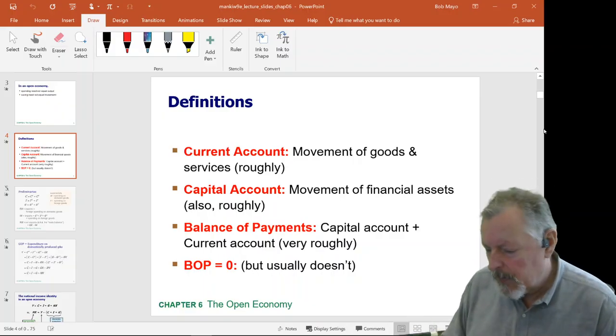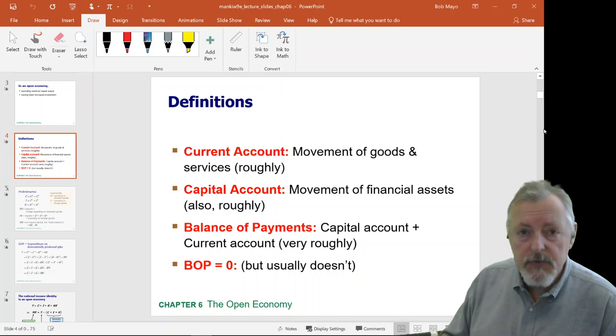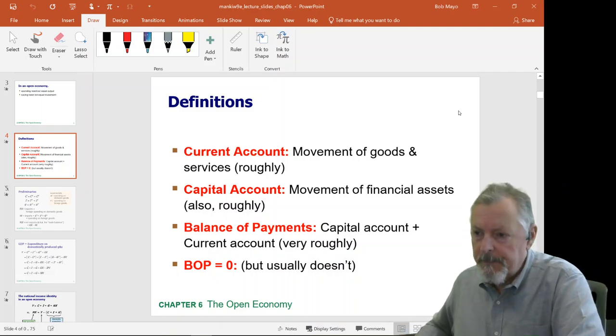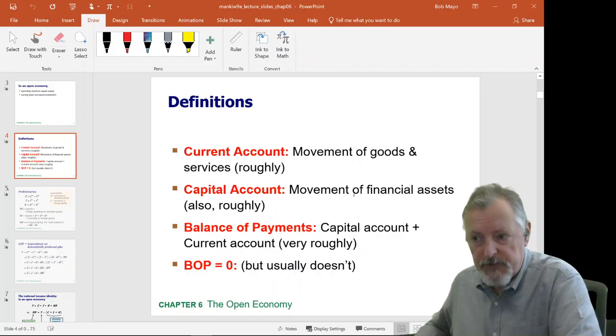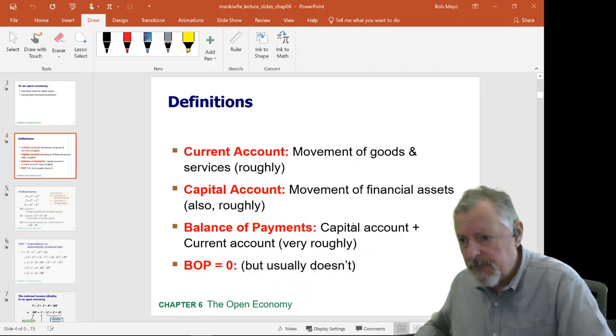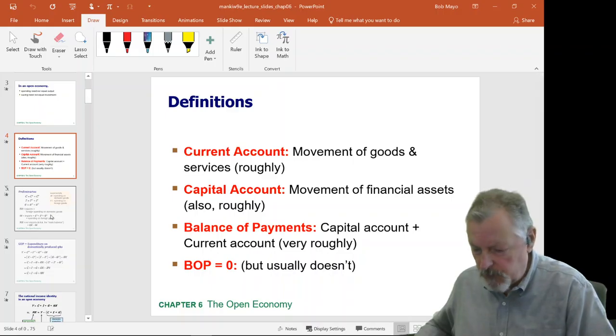Definitions. The current account is, very loosely speaking, movement of goods and services. Capital account, movement of financial assets. And the balance of payments, combination of the two.